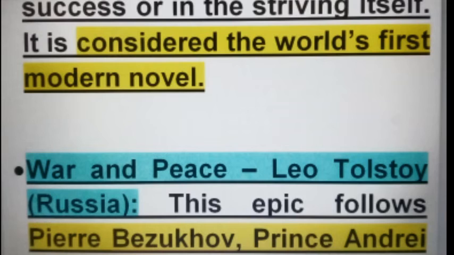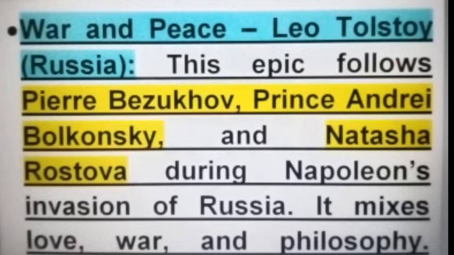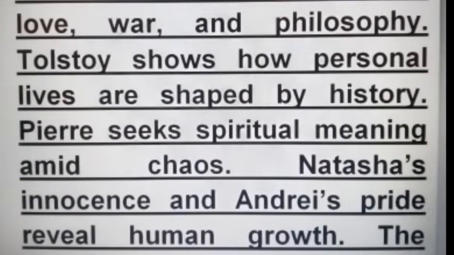The next book is from Russia, that is Leo Tolstoy's War and Peace. This epic follows Pyotr Bezukov, Prince Andrei Bolkonsky, and Natasha Rostova during Napoleon's invasion of Russia. It mixes love, war, and philosophy. Tolstoy shows how personal lives are shaped by history.